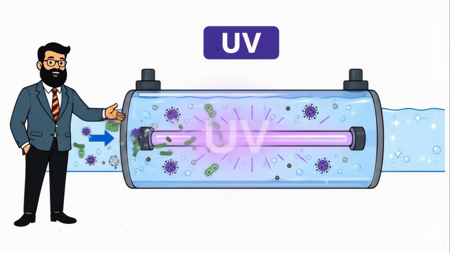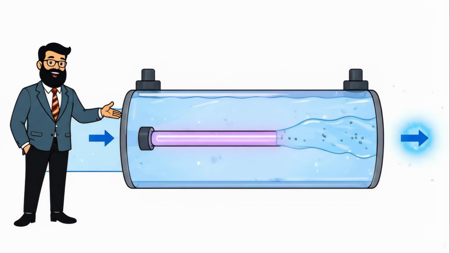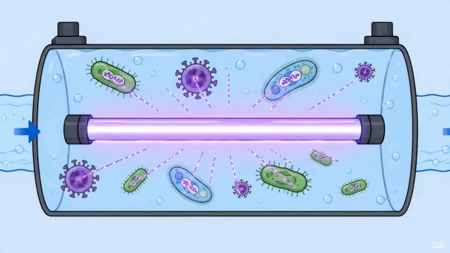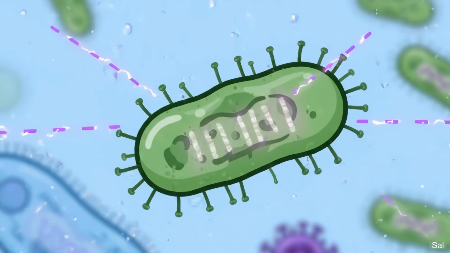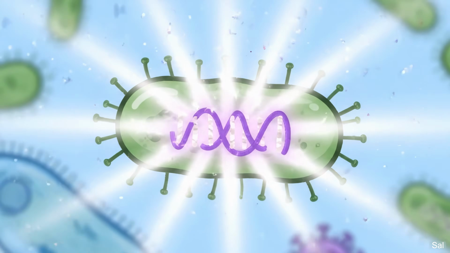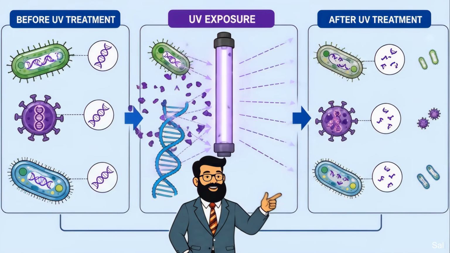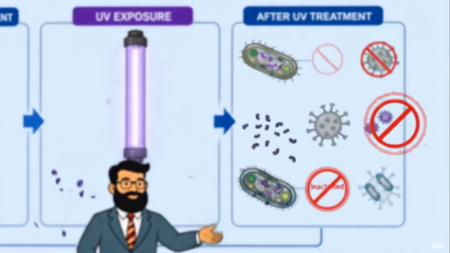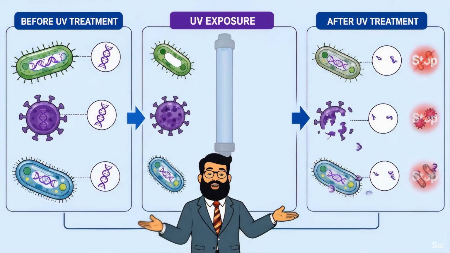Inside a UV purifier, water flows through a chamber containing a specialized lamp that emits ultraviolet light. When water passes through this chamber, the UV light penetrates the cells of biological contaminants like bacteria, viruses, and protozoa. The radiation directly disrupts their DNA, rendering them completely sterile. Because they can no longer reproduce, they become entirely harmless and cannot cause infection.